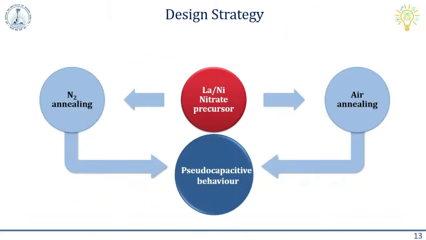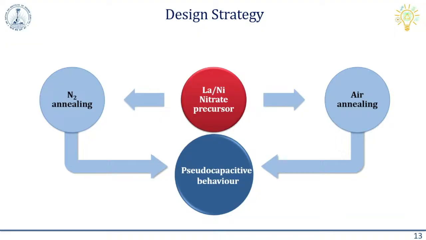So the idea is, if we can increase these defects somehow using some strategy, we can actually store more charge compared to the non-defective material. In that pursuit, we took a precursor and tried to anneal in nitrogen and air. Air annealing should give us fewer defects, and we thought nitrogen annealing should give us more oxygen defects, because of the lack of oxygen in the atmosphere.